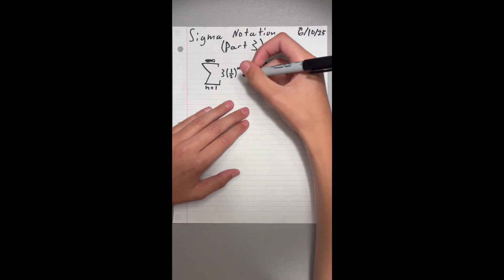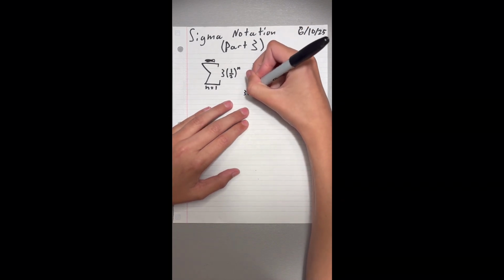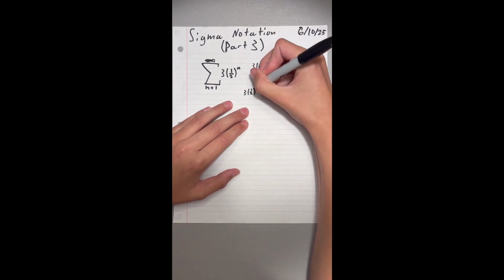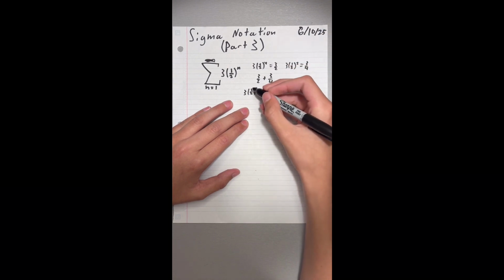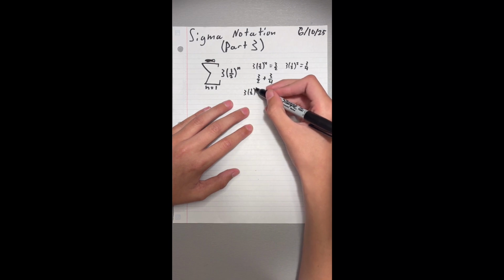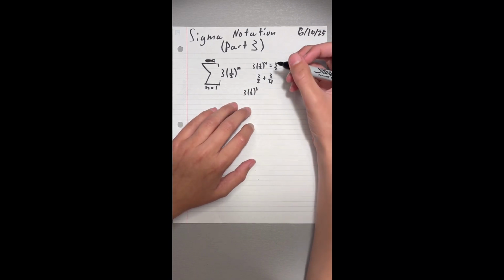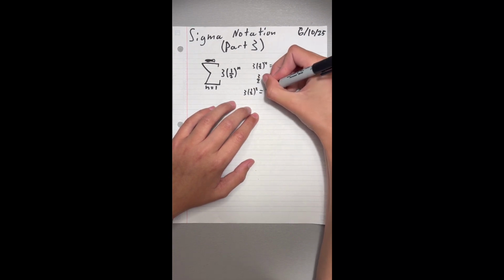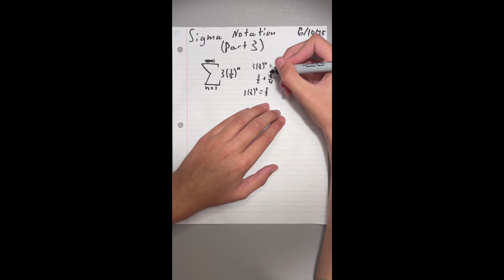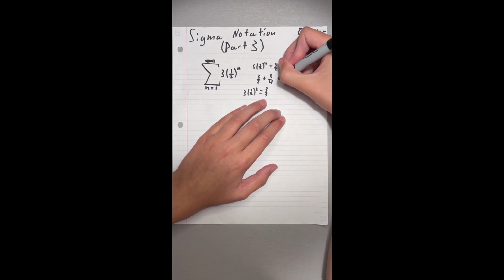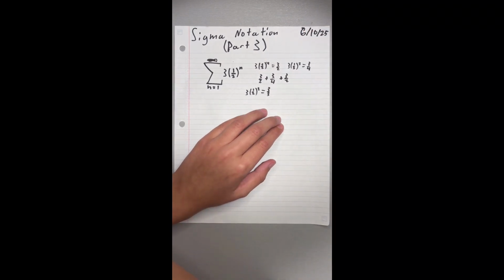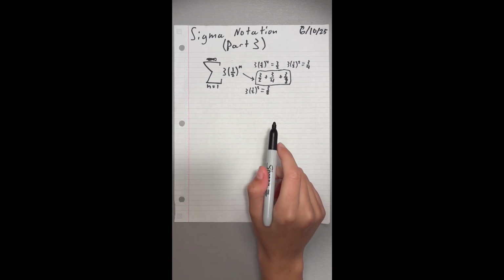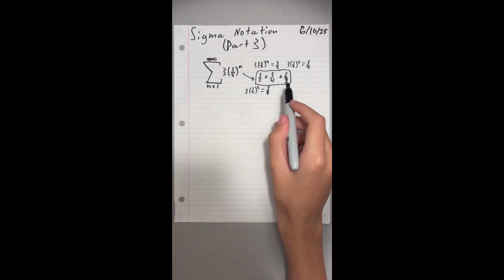Next, we would have 3 times 1/2 to the third. This would just be 3 times 1 over 8, because 2 to the third power is 8. So 3 times 1/8 is equal to 3/8. So we have 3/2 plus 3/4 plus 3/8. We will stop here. What do you notice about each term?